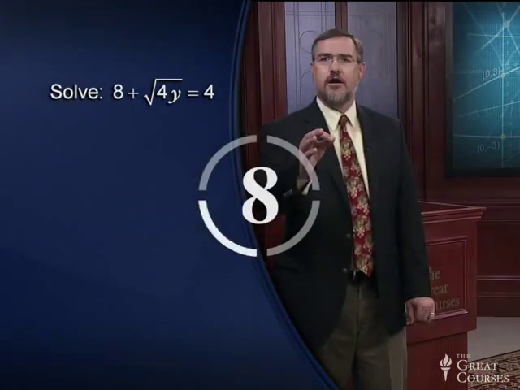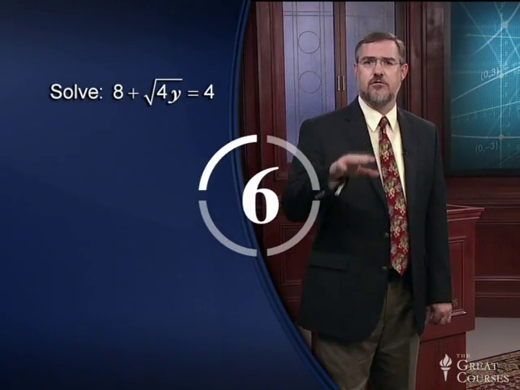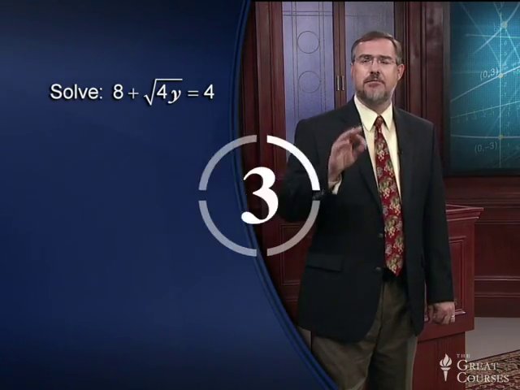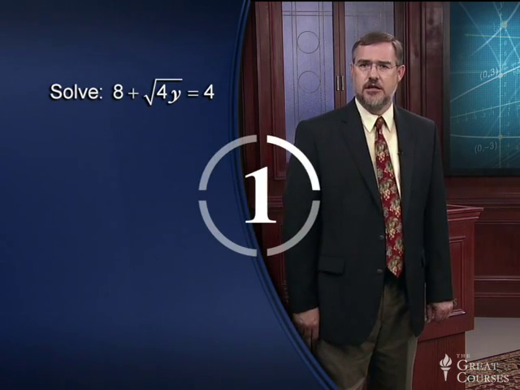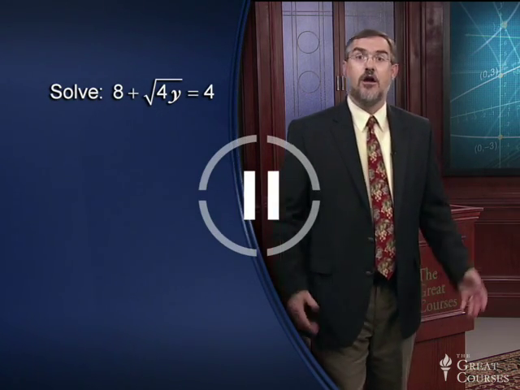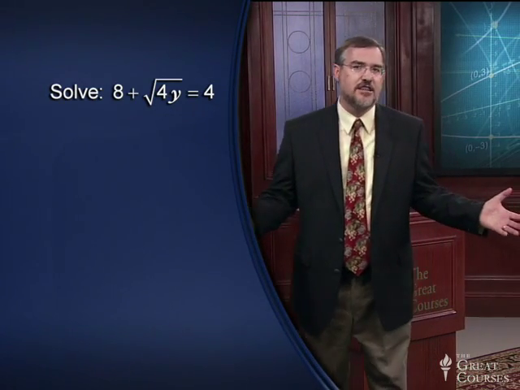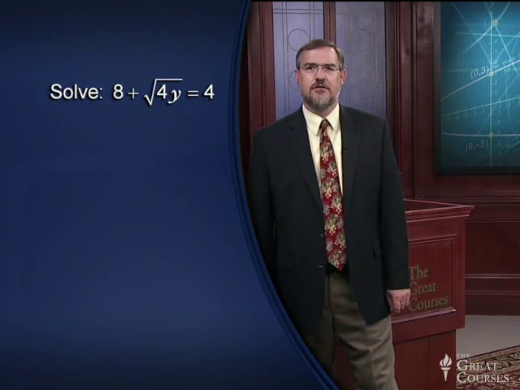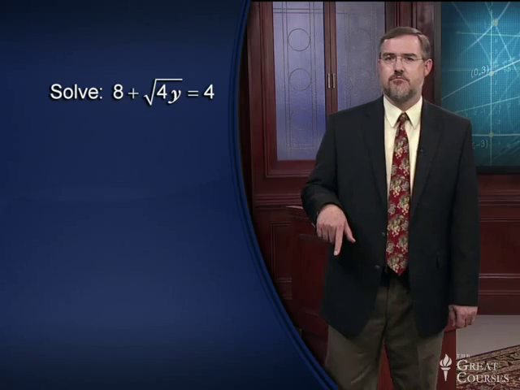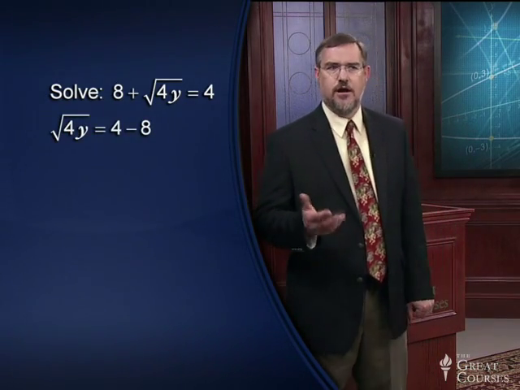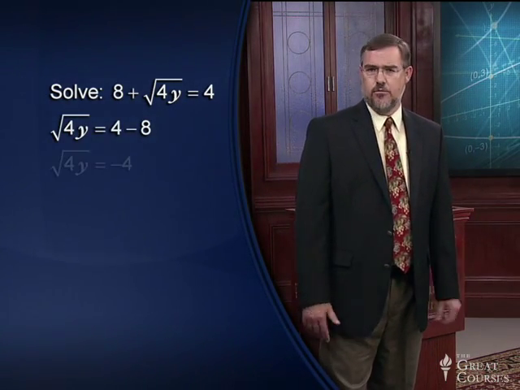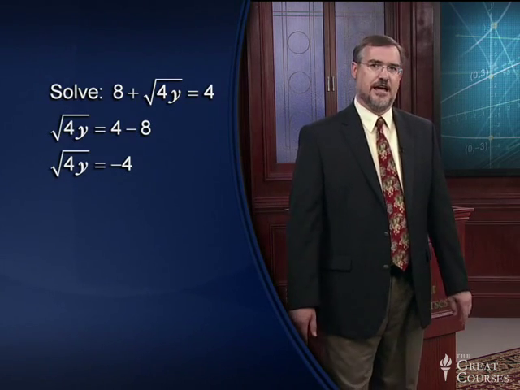Now, let's try another example of this very kind of thing, and let's be really careful about whether we have real solutions or not. Try this one yourself, but be careful and check your answer. Solve 8 plus the square root of 4y equals 4. Okay, what's the first step? Well, isolating the radical. You've got to get the radical by itself. To do that, you're going to subtract the 8 from both sides, and you'll have the square root of 4y equals 4 minus 8, which is the square root of 4y equals negative 4.